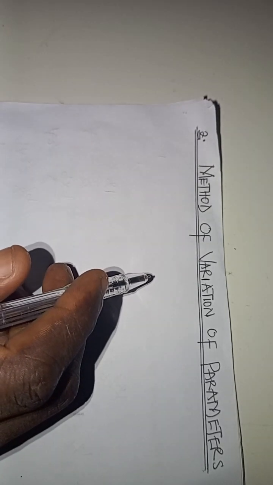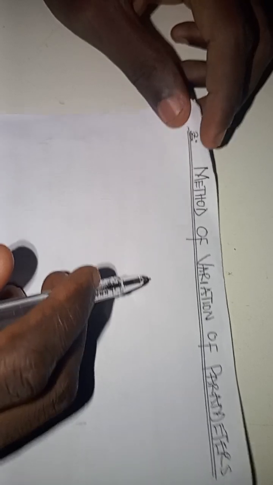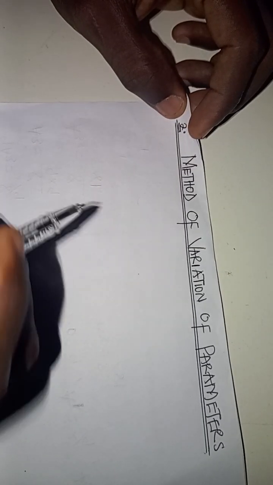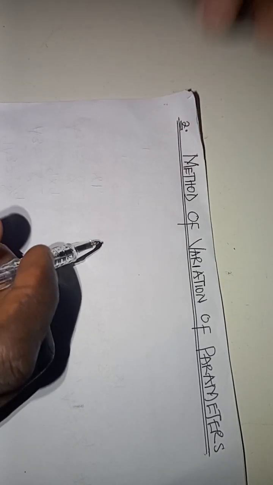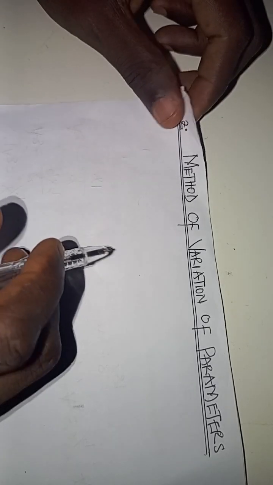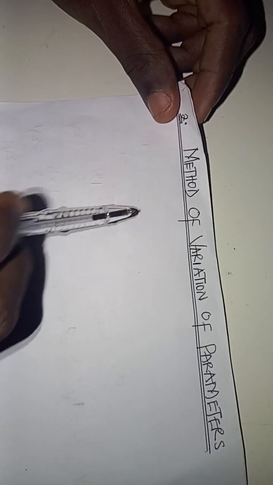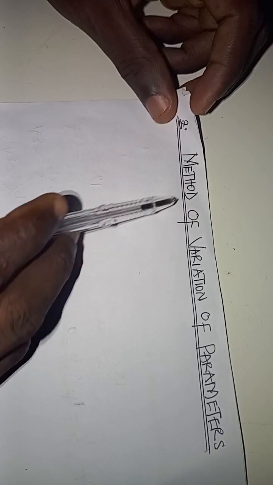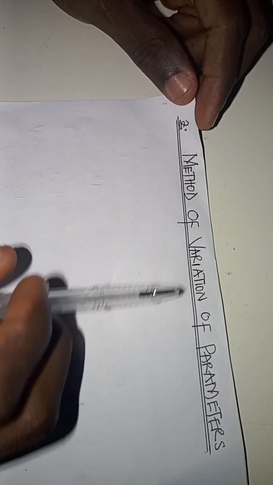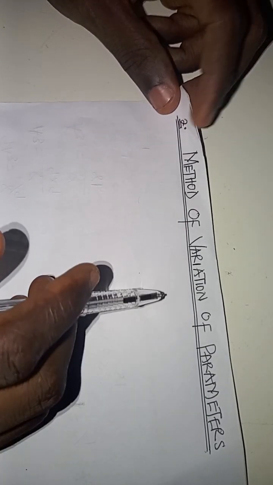In our previous video, we talked about the very first method of solving the non-homogeneous ODE, which we solved some problems on. And in today's video, we are going to be talking about the second method, which is the method of variation of parameters.